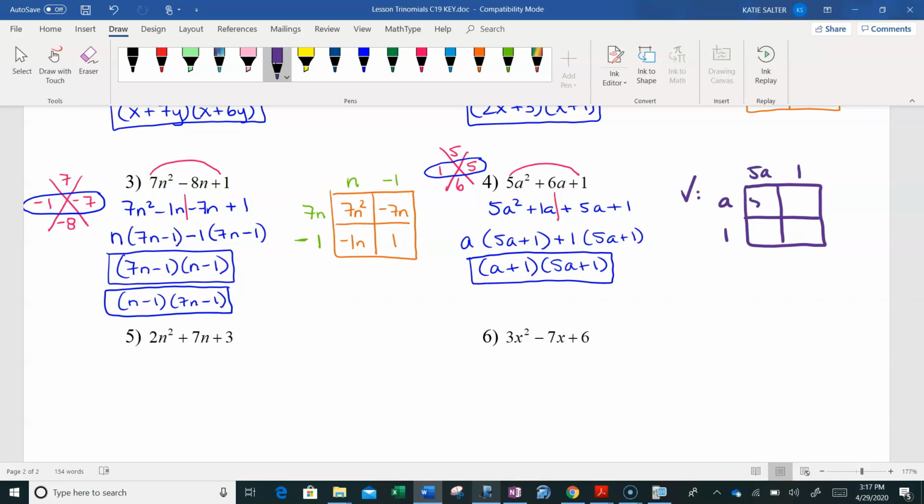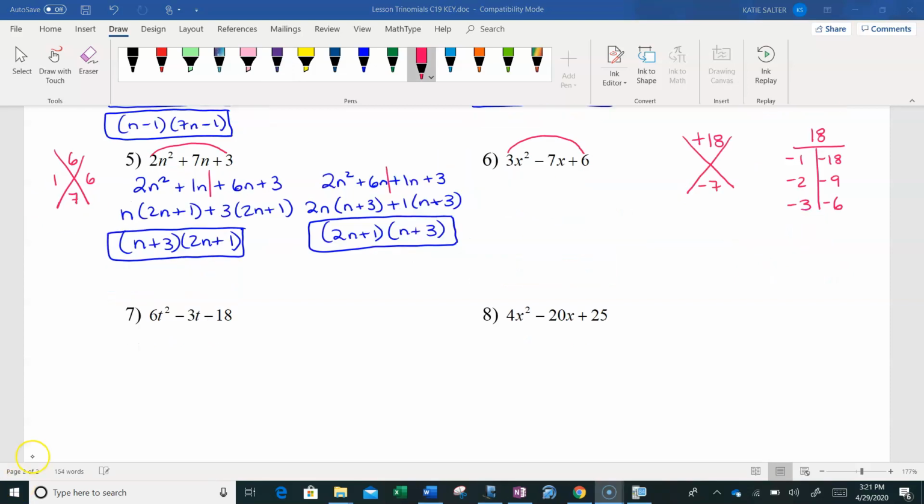What's a times 5a? 5a squared. What's a times 1? 1a. What's 1 times 5a? 5a. What's 1 times 1? 1. When we combine our like terms, that gives us 5a squared plus 5a plus 1a is 6a, plus 1. Yes, that is what we originally had. We know we have the correct factors. All right, try the next two. Pause the video. When you're finished, start the video back.